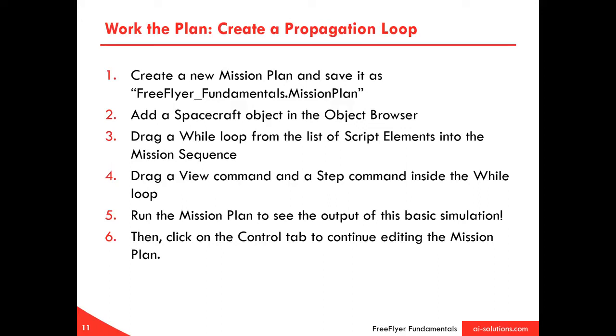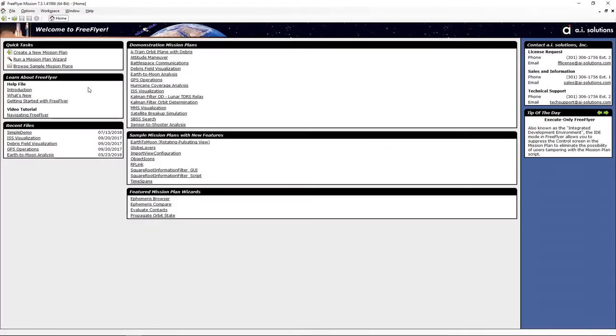So we'll go ahead and create a new mission plan and save it as FreeFlyerFundamentals.missionPlan, add a spacecraft object in the object browser, drag a while loop from the list of script elements into the mission sequence, then drag a view command and a step command inside the while loop, and run the mission plan. Then we'll navigate back from the output screen to the control screen to continue editing the mission plan. I'll demonstrate working through these steps.